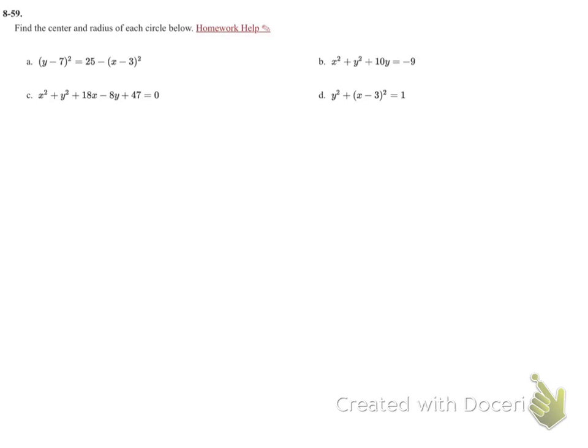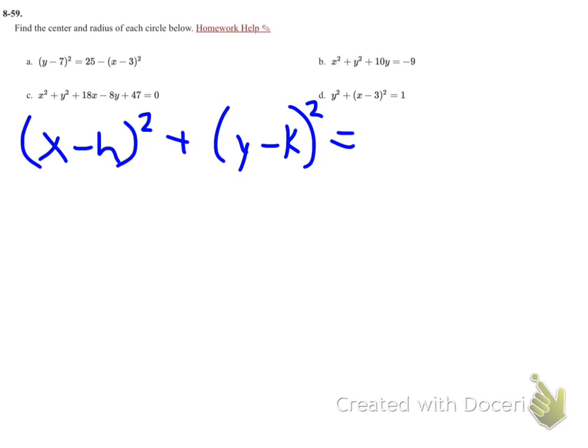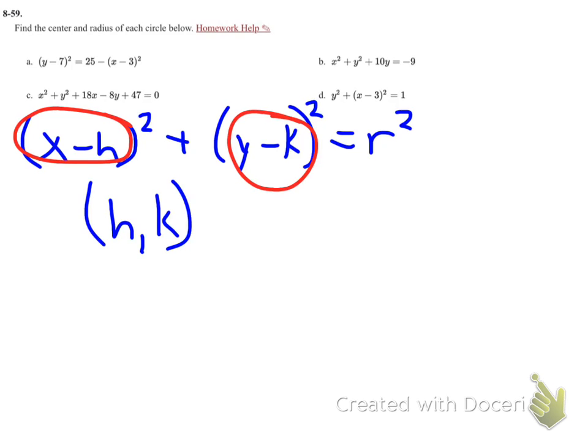Problem 59, we're taking a look at some circles. If you remember when we started working with circles, we have our general formula as (x minus h) squared plus (y minus k) squared equals r squared. The center is (h, k). Remember, those are the values that make this equal 0 and this equal 0, so it's like we're doing the zero product property for both of those. And then we need to take the square root of whatever number there is for our radius.